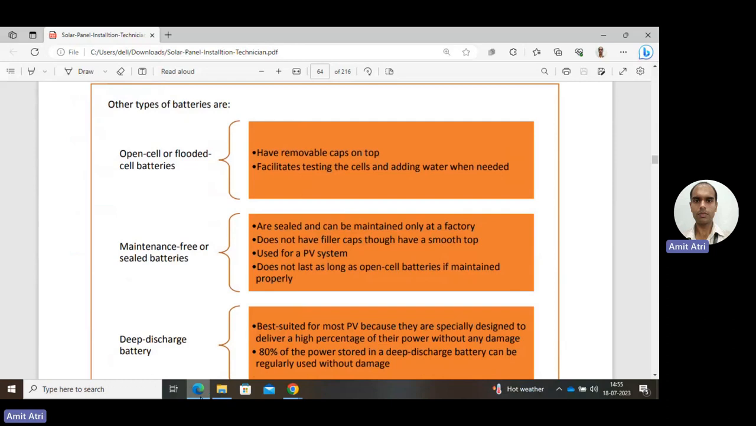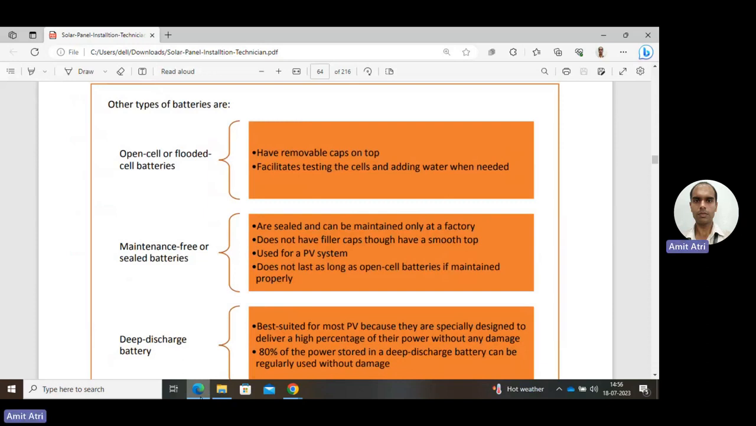A few features of this type of batteries: open cell or flooded cell battery. They have caps on the top. We can open the cap and test the cell and add water to that cell whenever needed. If the water is going down, like the liquid electrolyte we just discussed, we can add it, but not any type of water. Only pure distilled water is supposed to be used here. Otherwise, impurities will start accumulating.